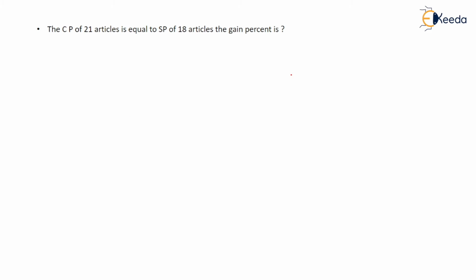The cost price of 21 articles is equal to the selling price of 18 articles. Find the gain percentage. So 21 cost price equal to SP of 18 means 18 SP. Okay, so now you can divide this, CP upon SP. So how much? 18 by 21, this you can cut, right? This comes out to be 6 by 7.